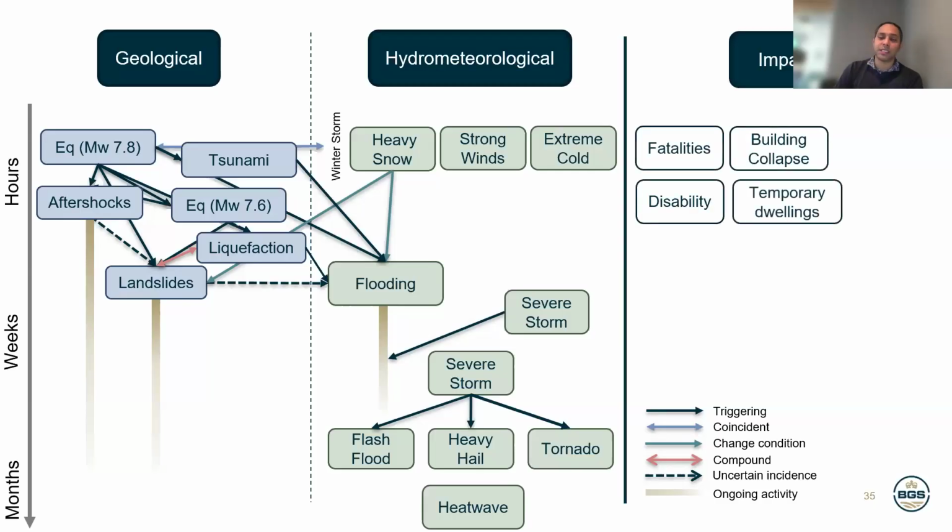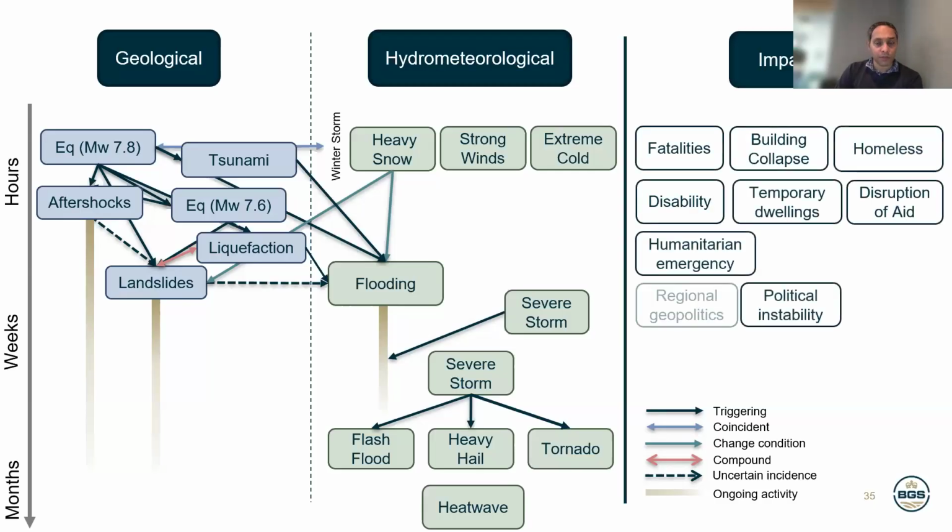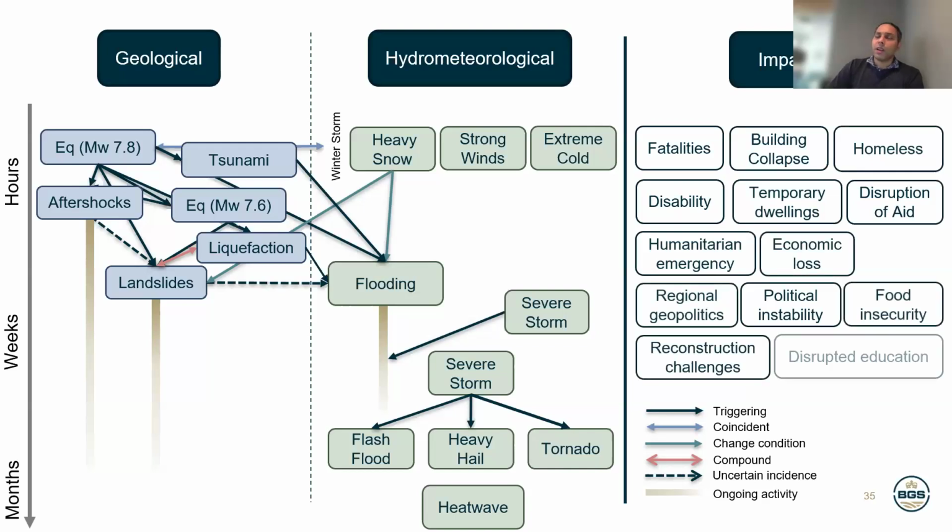Unsurprisingly, lots of building collapse, disabilities, fatalities, homelessness. We worry about the lives that were lost and often forget about the lives that were not lost. The disability issue that happens. Quite a number of people were disabled. And there's a huge psychosocial challenge following major disasters like this.